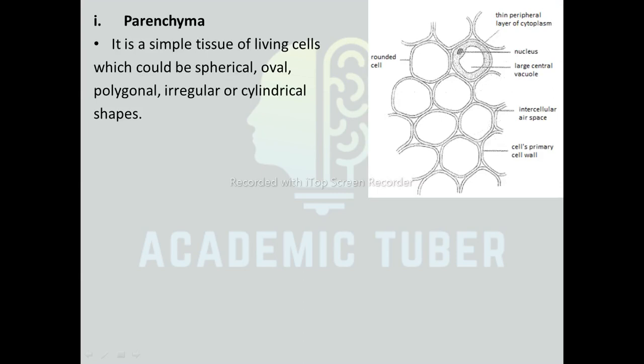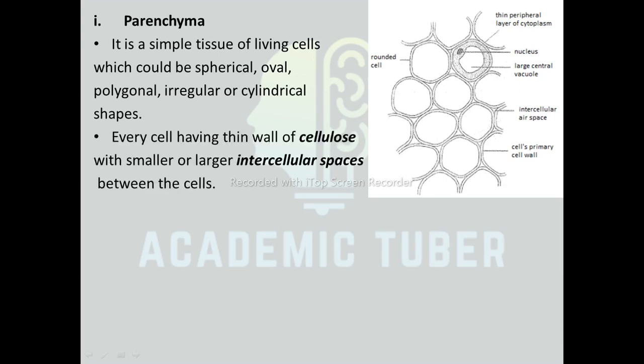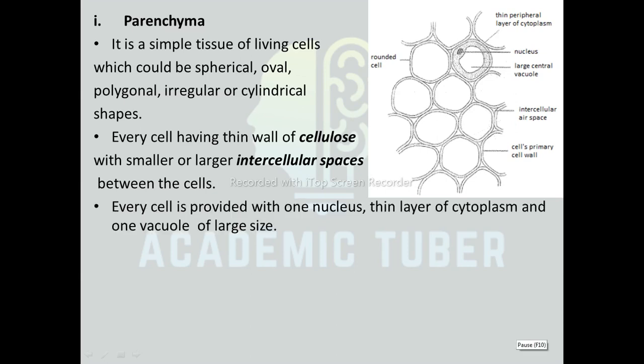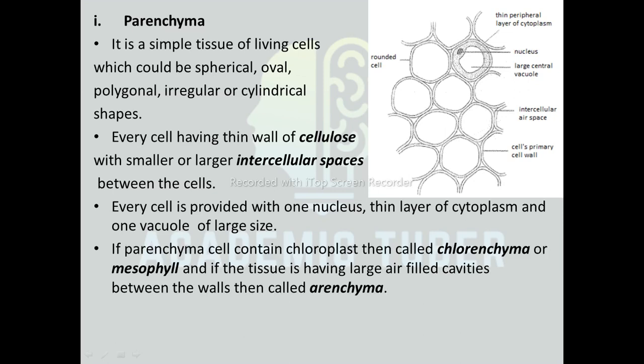Parenchyma is a simple tissue of living cells which could be spherical, oval, polygonal, irregular or cylindrical in shape. Every cell has a thin wall of cellulose with smaller or larger intercellular spaces between the cells. Every cell is provided with one nucleus, a thin layer of cytoplasm and one vacuole of large size. If parenchyma cells contain chloroplasts, then it is called chlorenchyma or mesophyll, and if the tissue has large air-filled cavities between the walls, then it is called aerenchyma.